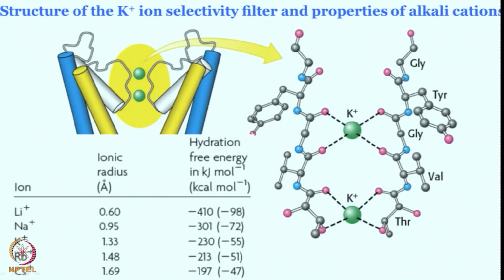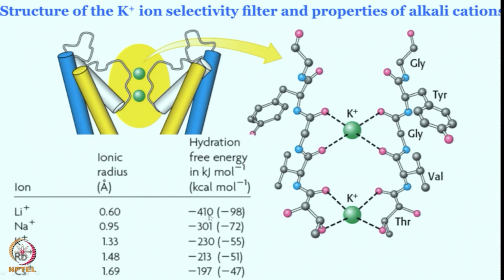As you can see, the size of rubidium and cesium are quite high, the radius is nearly 1.5 or higher, so these will be excluded by default due to their size. Lithium and sodium are very small compared to potassium, but still they cannot pass through, and this is mainly due to the fact that the hydration free energy of lithium and sodium are quite high.